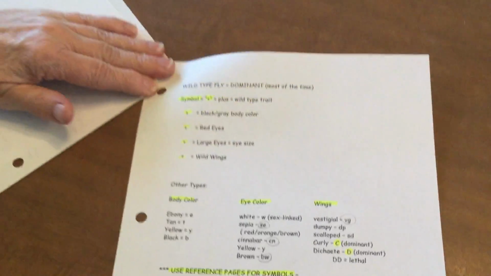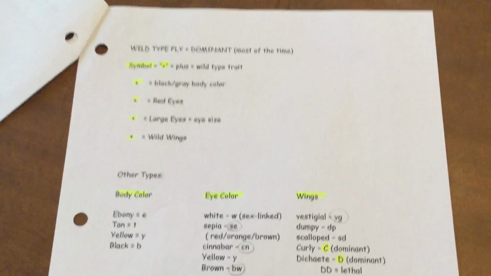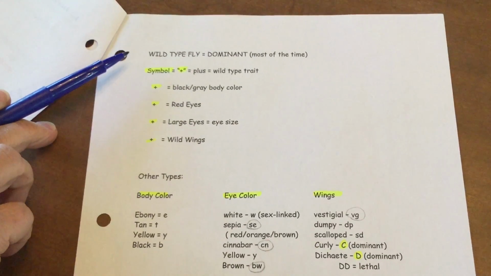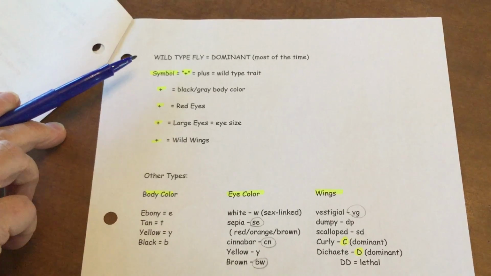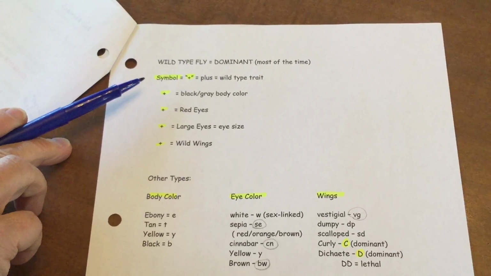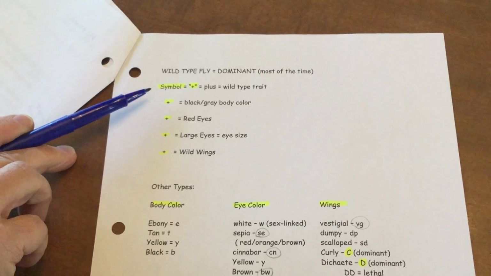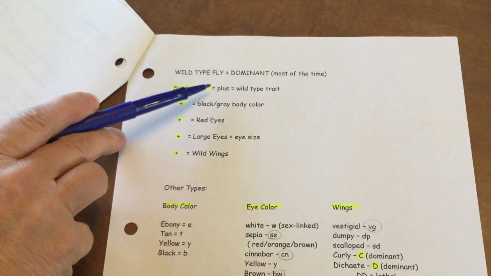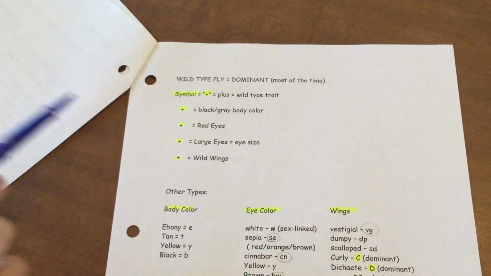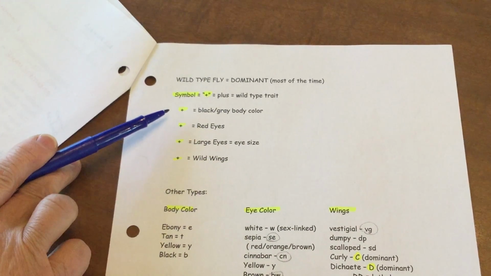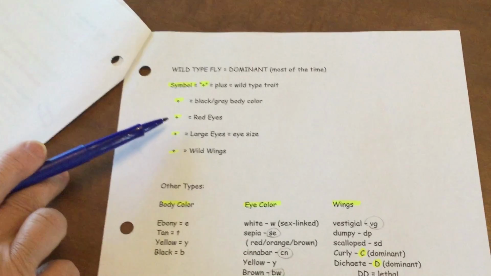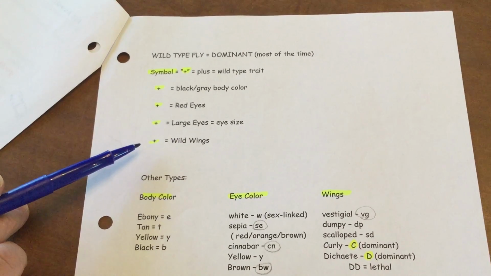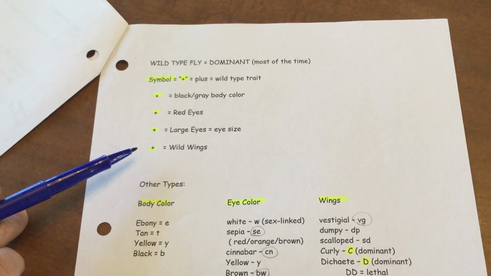When you are looking at the flies, we're going to be looking at different traits of the flies, and there's a type of fly called a wild type fly. It is dominant most of the time. This is your normal fruit fly. We use symbols here so we don't have to write out letters all the time, and a plus symbol, this is not a T, it is a plus symbol, indicates a wild type trait. Wild type flies are gray-black in body color. They have red eyes, their eyes are very large, and they have what is called a wild type wing. Again, we'll see it in pictures in a moment.